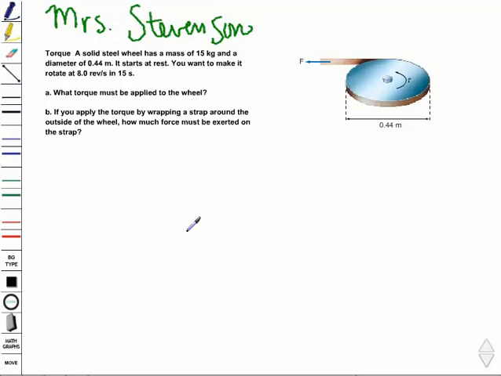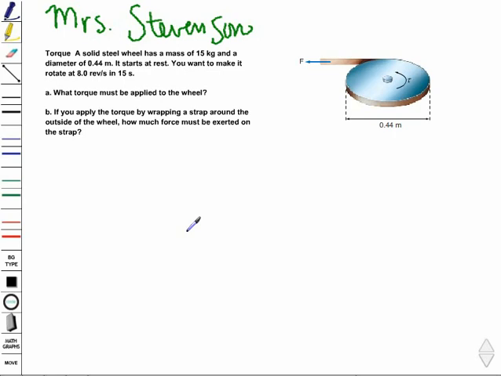Torque. A solid steel wheel has a mass of 15 kilograms and a diameter of 0.44 meters. It starts at rest. You want to make it rotate at 8 revolutions per second in 15 seconds. A. What torque must be applied to the wheel? And B. If you apply the torque by wrapping a strap around the outside of the wheel, how much force must be exerted on the strap?